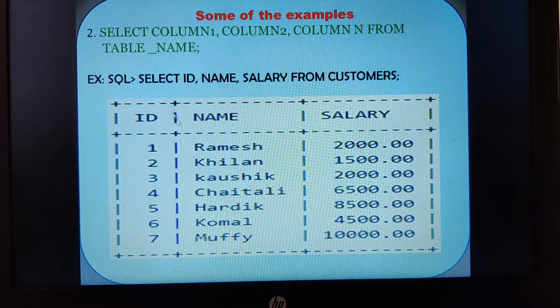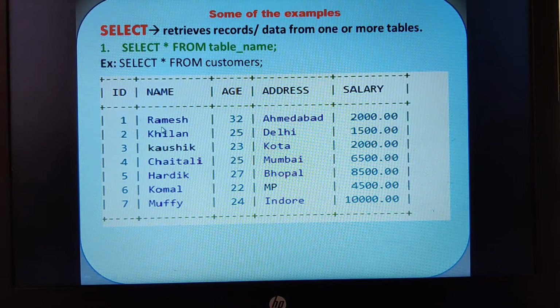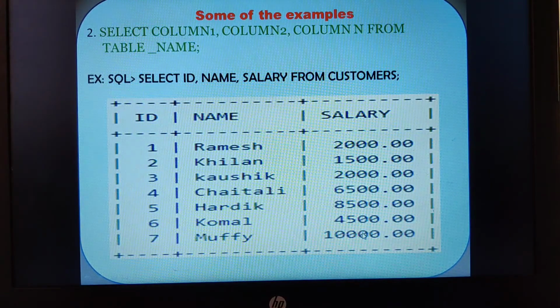Similarly, I have written an example here. Select ID, name, salary from customers. When I execute this query, instead of displaying the entire table, only the contents of the columns ID, name and salary will be displayed. It is very similar. You can see Ramesh, Khilan, Kaushik, Chaitali, Hardik, Komal, Muffy you are having. Similarly, here also we have the same. All 7 records are there. Here also 7 records are there.